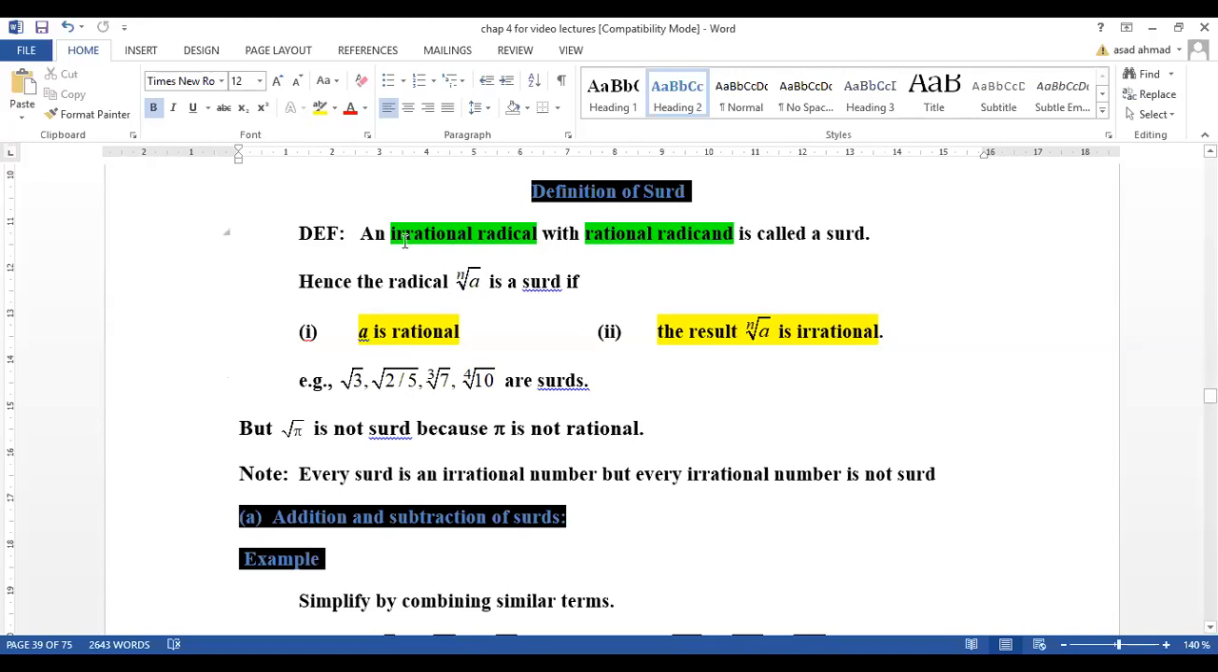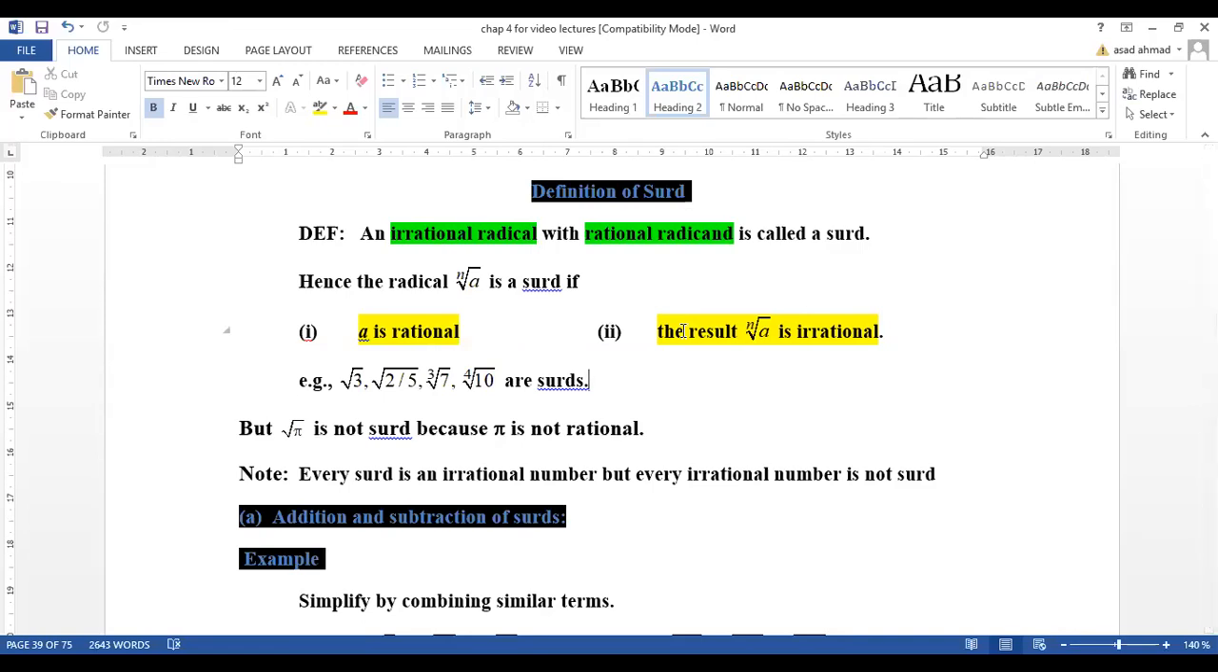The surd's first condition, as you can see I have highlighted in green, is that an irrational radical means that when you simplify the radical sign, the answer must be irrational. If it is becoming a rational radical, then obviously it will not be a surd. A surd must fulfill both of these conditions. If one of these conditions is not fulfilled, the expression will not be a surd. Yes, anybody else?